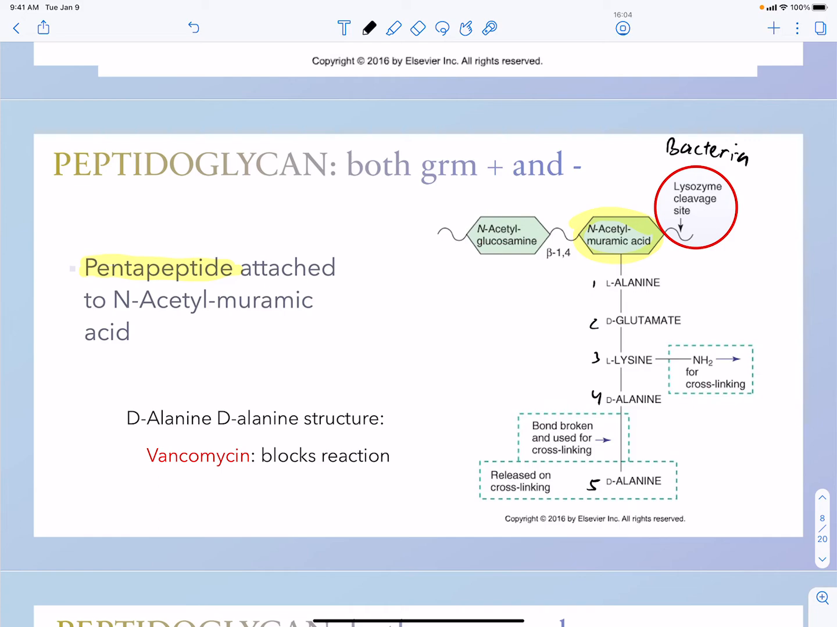So in this case, we have alanine, glutamate, lysine, alanine, alanine. And what's important is the D-alanine, D-alanine. This is a structural part that vancomycin, which is an antibiotic, can block: the cross-linking of D-alanine to D-alanine, and hence block the formation of peptidoglycan. And so this is the mechanism of action of vancomycin.